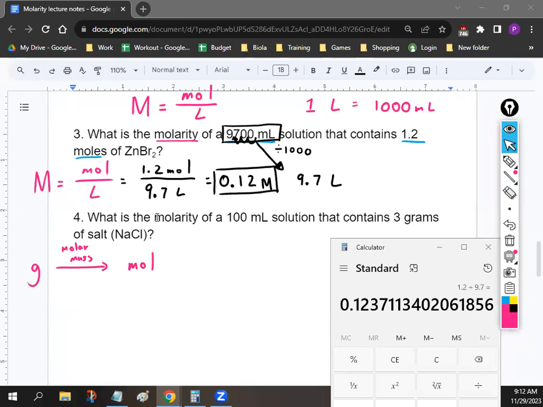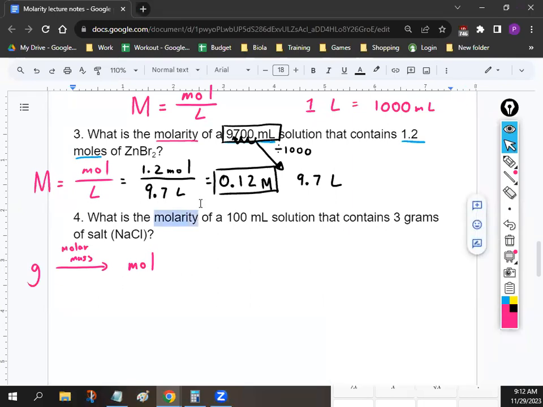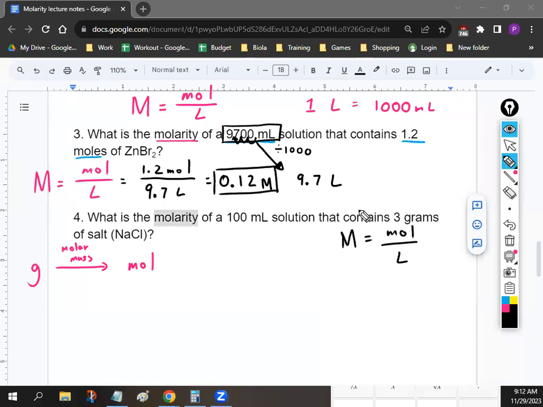All right, so number 4, we're trying to find molarity. So let's use the equation again. Molarity, like we said earlier, is capital M equals moles divided by liters. The problem is, for both the numbers that we have, 100 mils and 3 grams, neither of them just goes into the equation. We need to do some conversion.